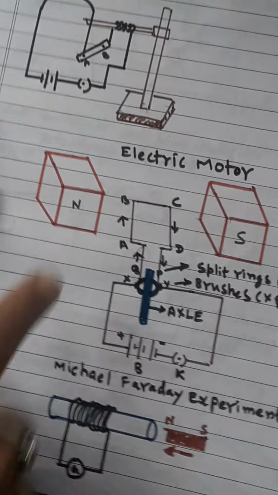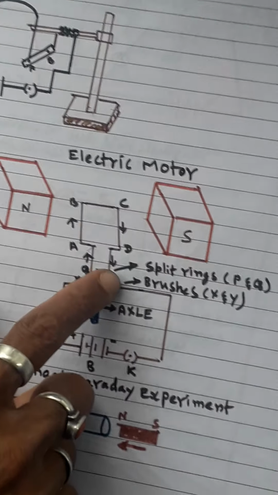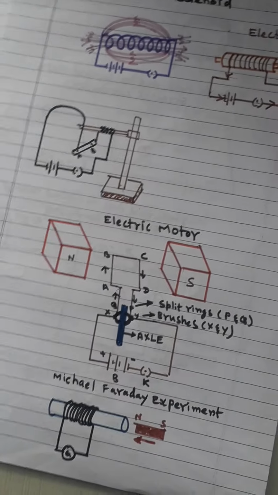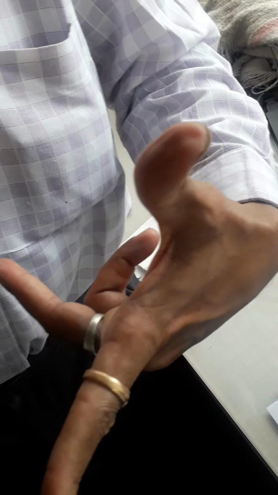Okay, now I have shown the electric motor here. Before I explain the electric motor, I would like to talk about Fleming's left hand rule. What Fleming's left hand rule says is you have to take your left hand and keep your thumb, forefinger and middle finger all mutually perpendicular to each other. What is meant by a motor? A motor is a device which produces mechanical force by using electric current. So by using electric current it produces mechanical force.